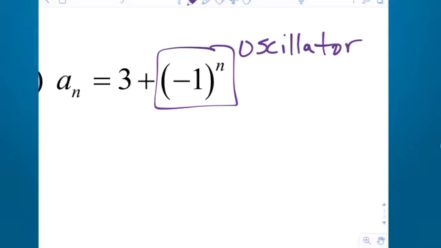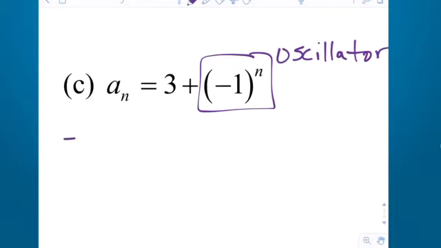So if you want to start listing some of the terms, when in doubt, list them out. The first term when n is 1 is what? 3 minus 1, which is 2. The next term when n is 2 is going to be 3 plus 1, which is 4. The next term when n is 3 is going to be back to 3 minus 1, which is 2. When n is 4, negative 1 to the 4th is positive 1, so it's 3 plus 1, which is back to 4. And now you can really see the pattern, right? It's 2, 4, 2, 4, 2, 4. So this one does diverge.